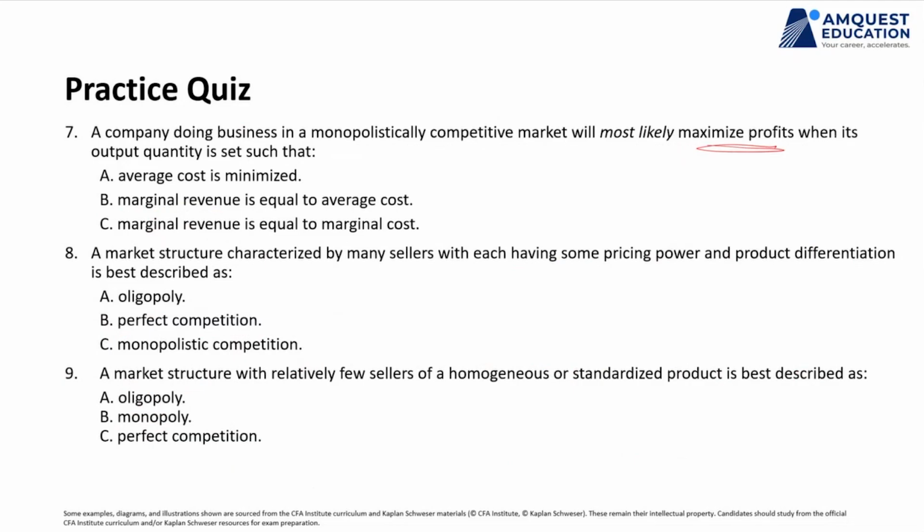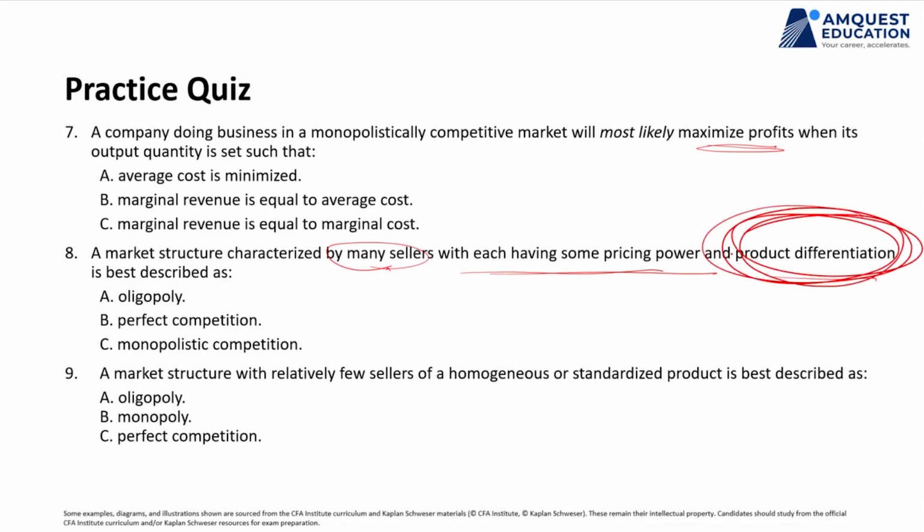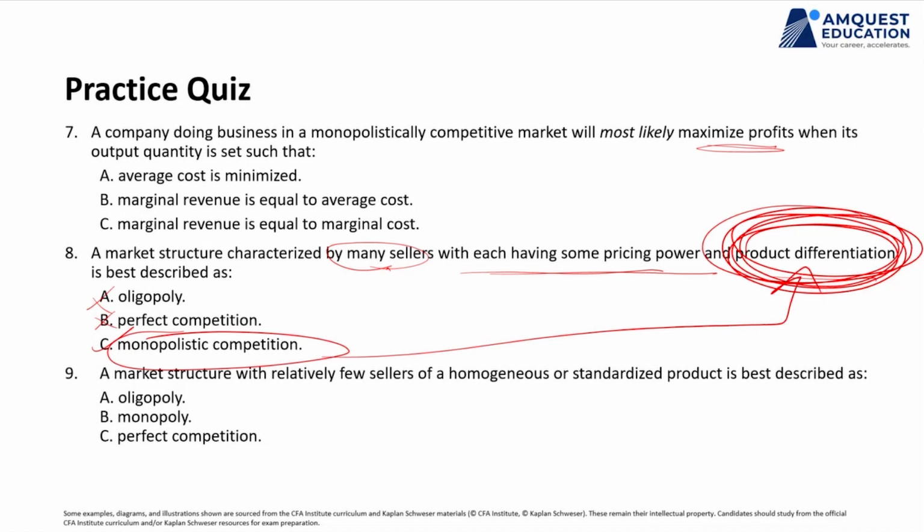Let's go to this one. A market structure is characterized by many sellers, with each having some pricing power and differentiation. Simple. If you have product differentiation, which market is it? Oligopoly? No. Perfect competition? No. It is monopolistic competition, right? Monopolistic competition is where you differentiate your products and earn money.